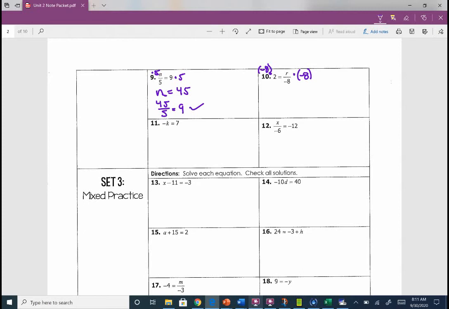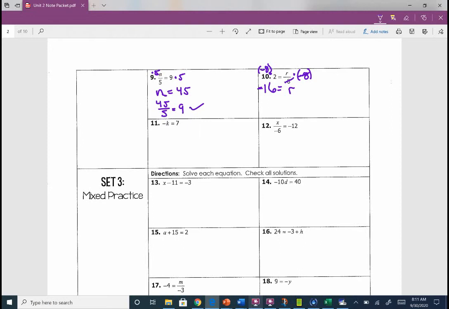Multiplying by -8 undoes the division. So there's my R. And then if I need to on that left side, I'm going to pop in the calculator, -8 times 2. If I need to put it in the calculator, I put it in. And we should get -16. -8 times 2. If you need to put it in the calculator, please do so.